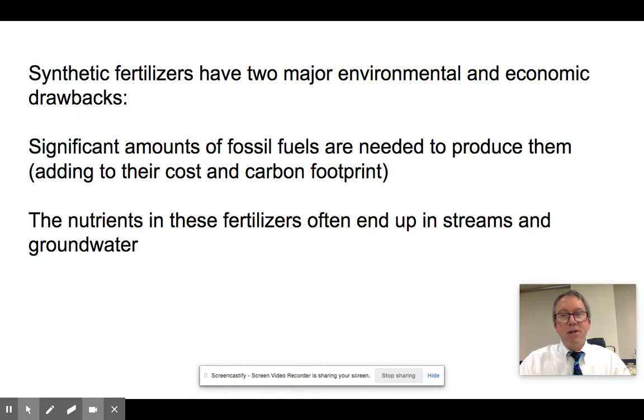So basically, here's what happens with synthetic fertilizers as opposed to natural ones like manure or just old plant matter. And that is that it takes a lot of fossil fuels to make them. I mean, you have to have factories that manufacture these things. And so there's a vastly increased carbon footprint associated with the production of artificial fertilizers.